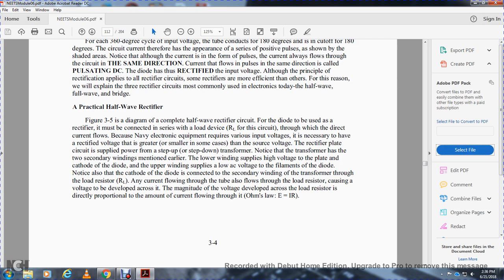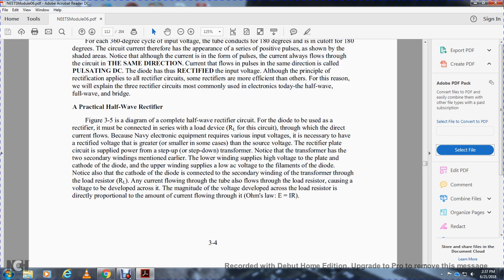The rectifier must be connected in series with the load device or load resistance of the circuit, to direct the current flow in basic Navy electronic equipment. Various input voltages are necessary to make the rectified voltage greater or smaller. In some cases, the source voltage for the rectifier plate circuit is supplied from a step-up or step-down transformer. Note that the transformer has the two secondary windings mentioned earlier. The lower winding supplies the high voltage to the plate and cathode of the diode, and the upper winding supplies the low AC voltage for the filament of the diode.